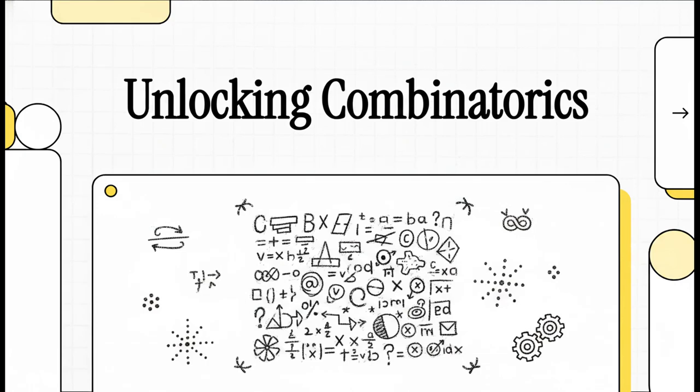Welcome to this explainer. Today, we're decoding the hidden mathematics of choice. We'll be tracing a set of beautifully dense, handwritten notes that reveal exactly how we calculate these staggering, seemingly infinite possibilities of our world. So let's dive right into this.